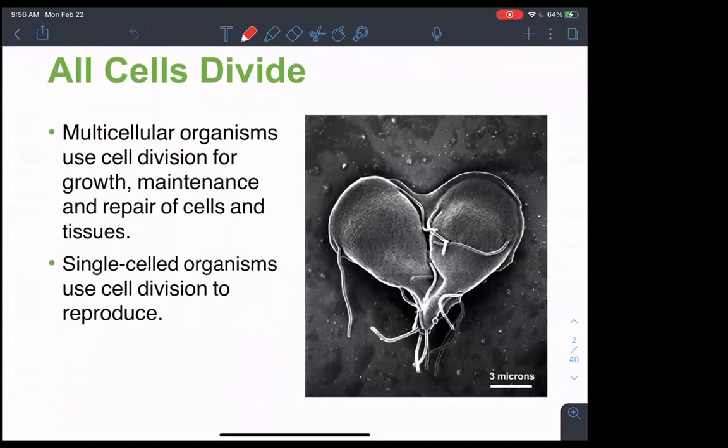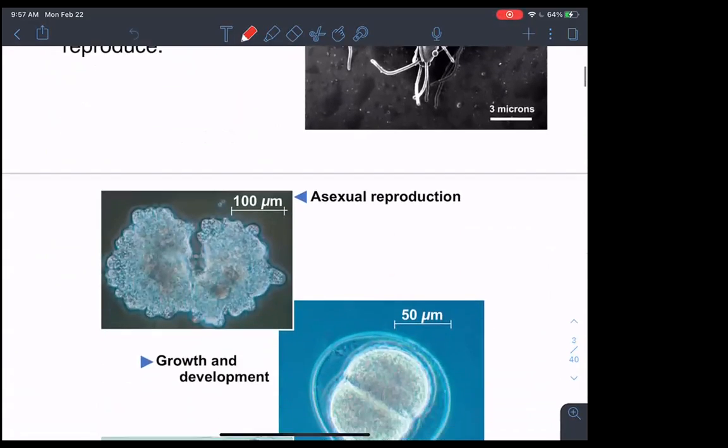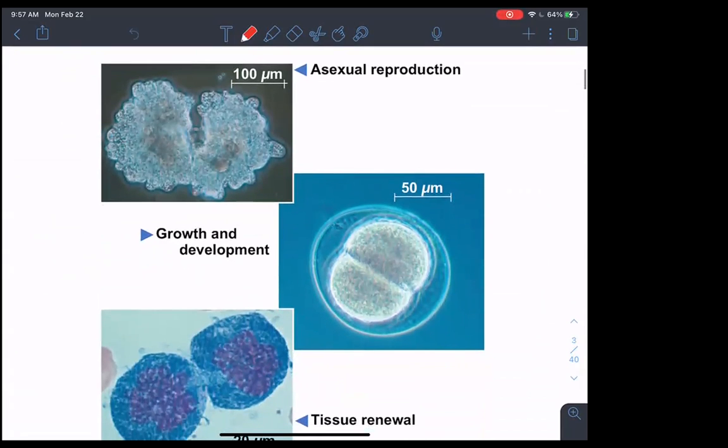Okay, so this is how cells reproduce. Multicellular organisms are going to use this cell division for growth, maintenance, and even the repair of cells and tissues. So single-celled organisms use cell division to actually reproduce. Okay, so they're reproducing completely themselves, and this is happening through both asexual reproduction in cells and then in just growth development.